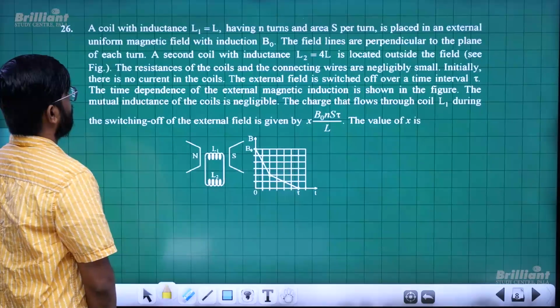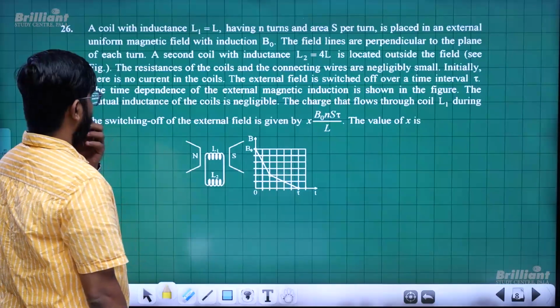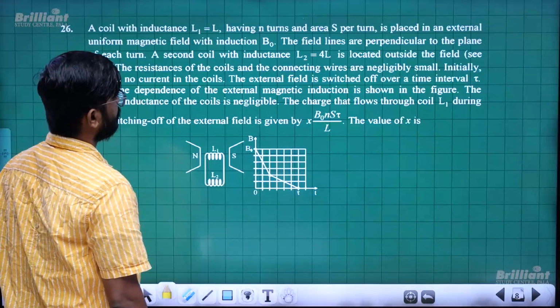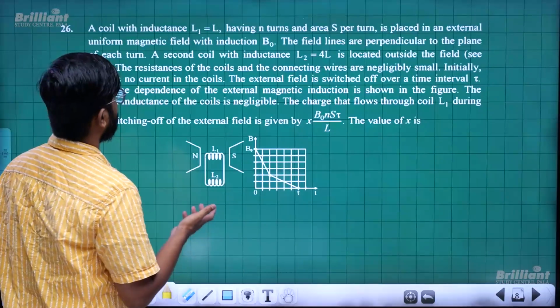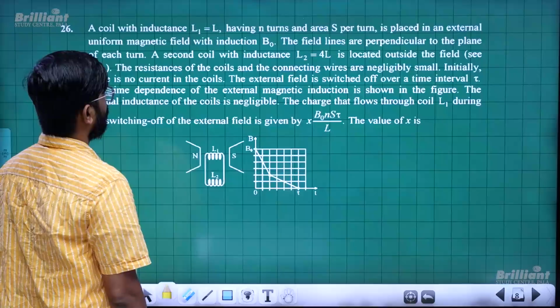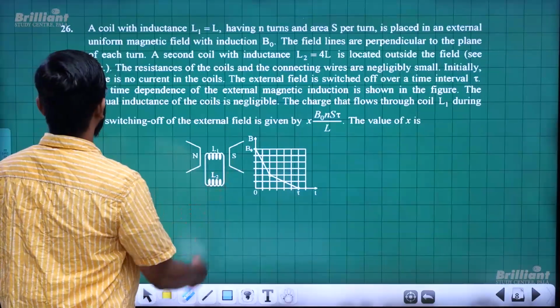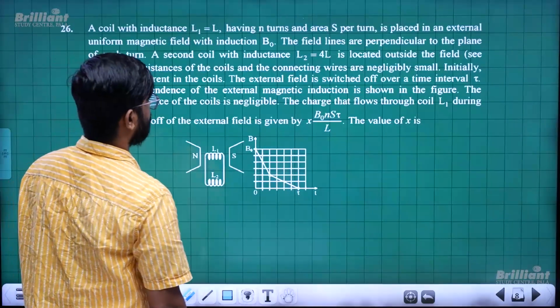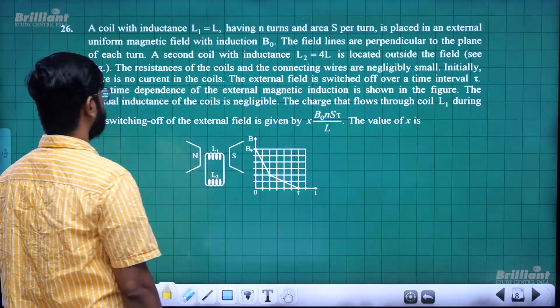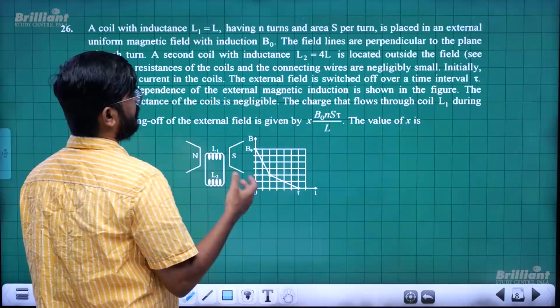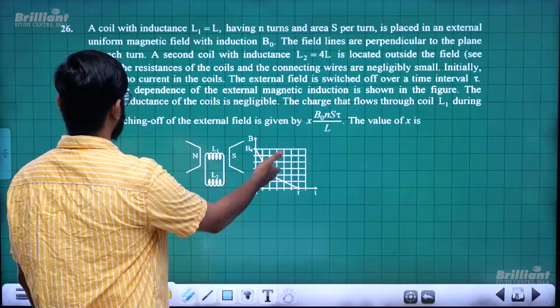A coil with inductance L1 having N turns and area S per turn is placed in an external uniform magnetic field with induction B0. The field lines are perpendicular to the plane. A second coil with inductance L2 is located outside the field. The resistances of the coils and connecting wires are negligibly small. Initially there is no current in the coils. The external field is switched off over a time interval as shown in the figure.